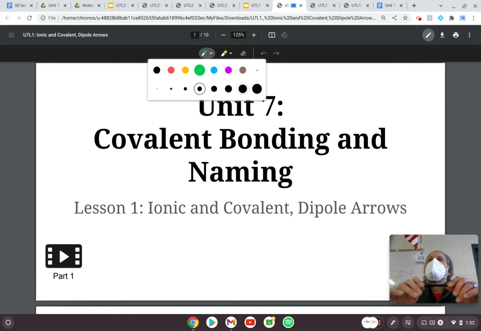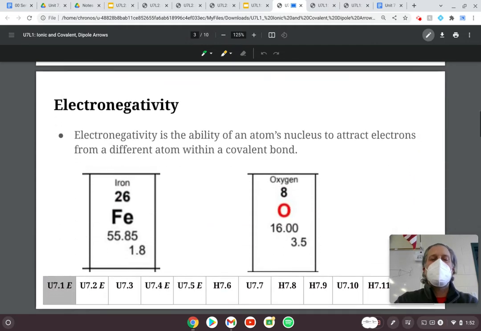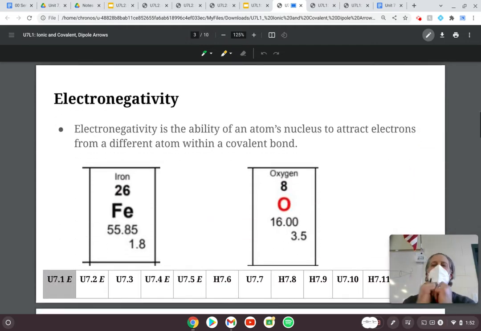All right. Last semester, we ended by talking about ionic bonding, where we had electrons being transferred. And this semester, we're going to start by talking about covalent bonding, where electrons are actually shared. But before we do that, we need to talk about something called electronegativity. Electronegativity is a measure of how attracted an electron in a covalent bond is to an atom in that bond.